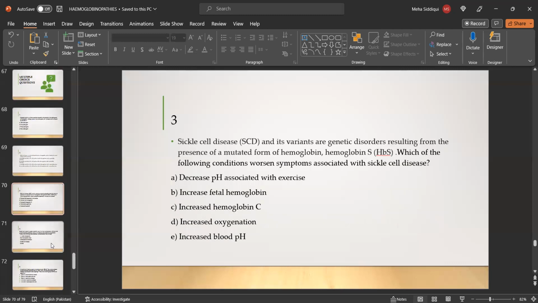MCQ number 3. Sickle cell disease and variants are genetic disorders resulting from the presence of a mutated form of hemoglobin. Which of the following conditions worsen symptoms associated with sickle cell disease? A, decreased pH associated with exercise; B, increased fetal hemoglobin; C, increased hemoglobin C; D, increased oxygenation; E, increased blood pH. Any guess? A is the right option. Yes, A is the right option.